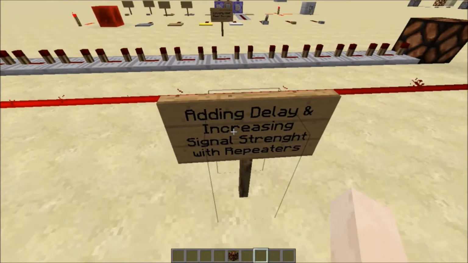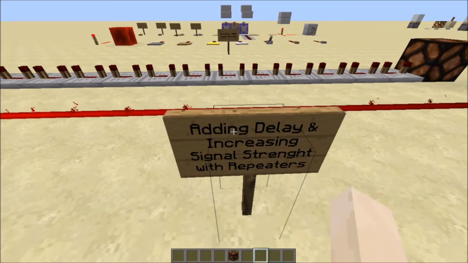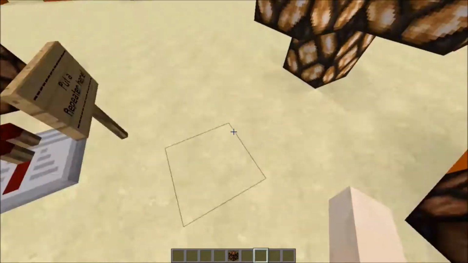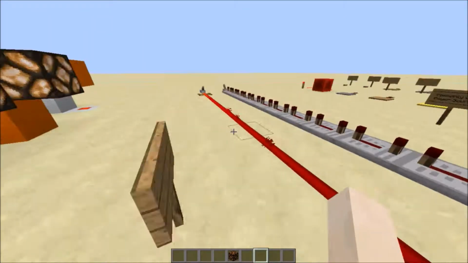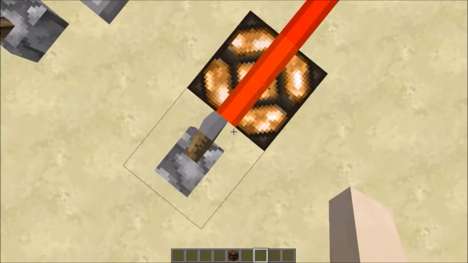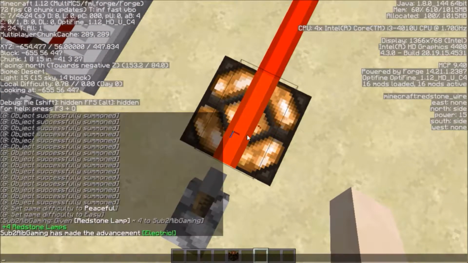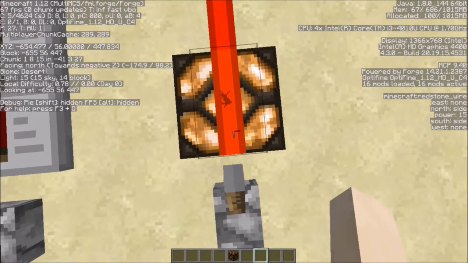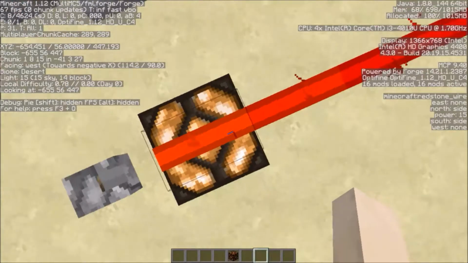Next up, we're going to talk about adding delay and increasing signal strength with repeaters. Now, repeaters are pretty cool blocks. If you hit F3, you can see over here there'll be a thing called power. Power will determine the power of the redstone dust. If you focus carefully, you can see the power is 15.